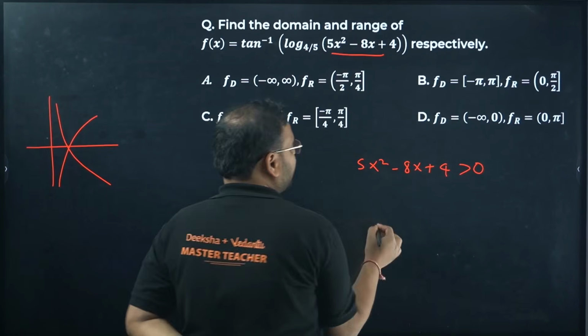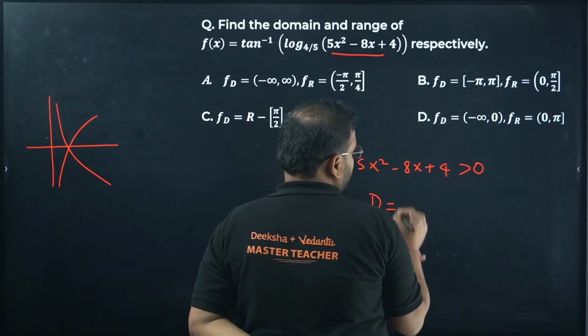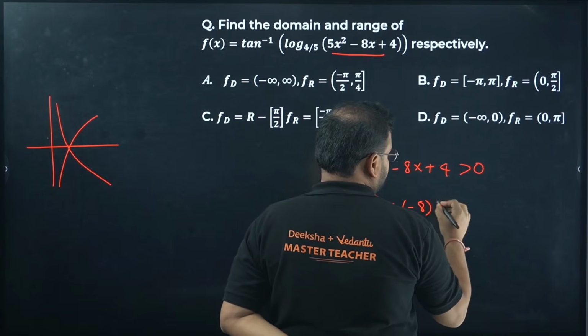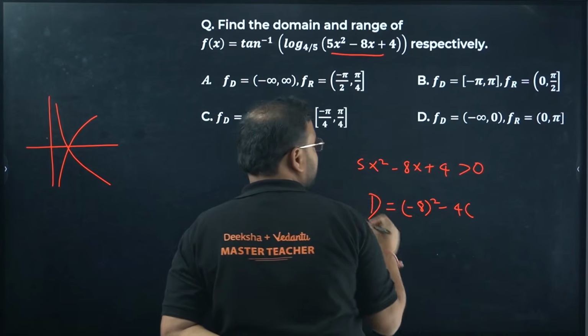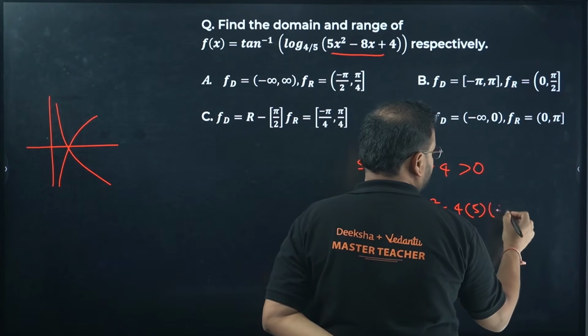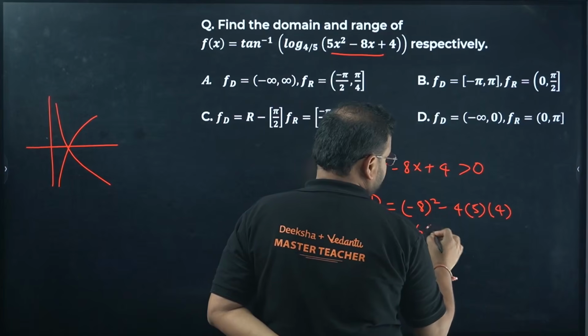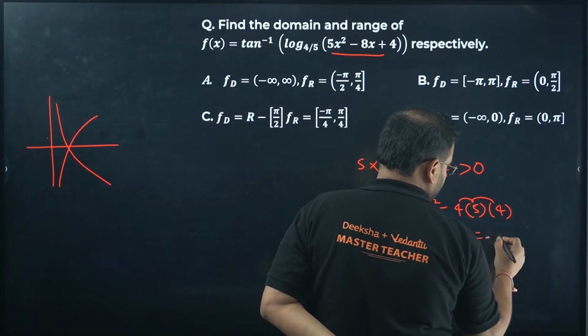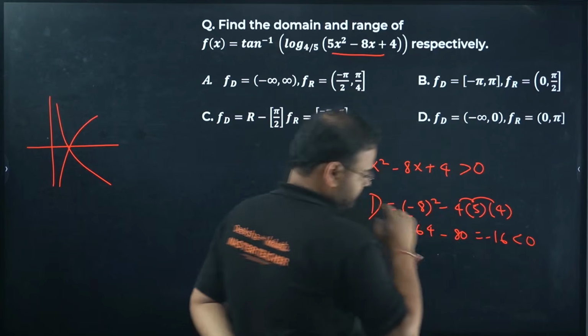Luckily for us, in this quadratic we can find the discriminant value. Check the discriminant value, b square, so minus 8 square, minus 4 into a, a is 5, c is 4. Check this value: 64 minus 4 into 5 into 4, 80, minus 16, which is less than 0.